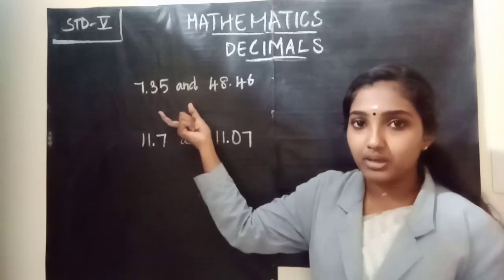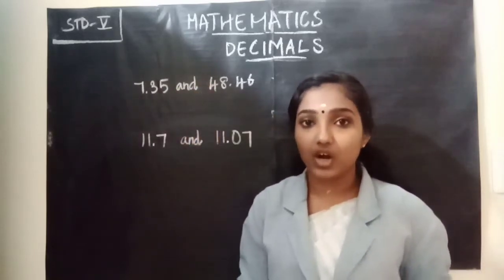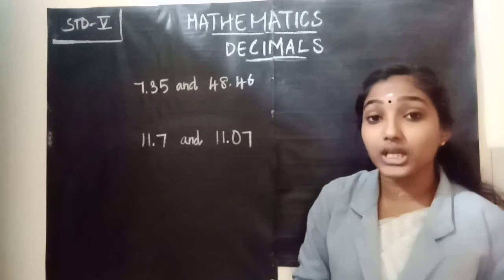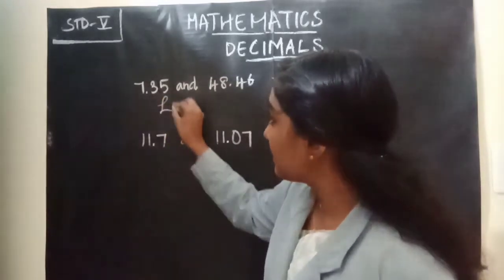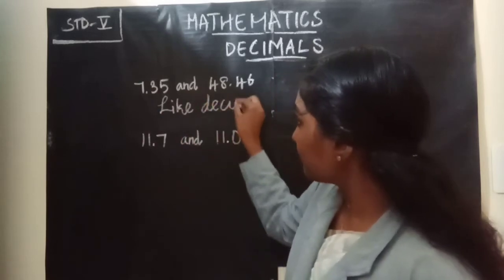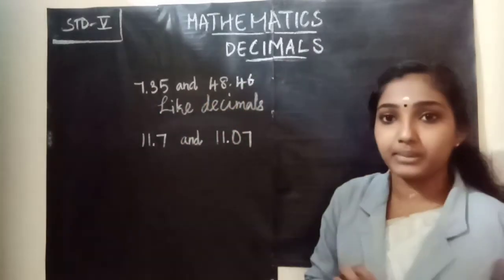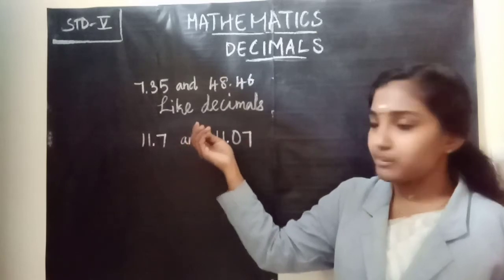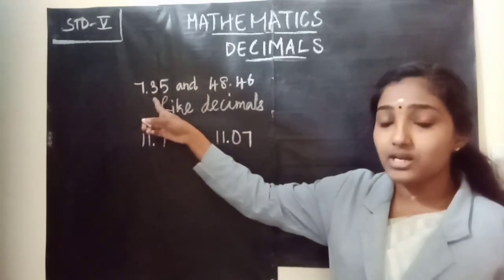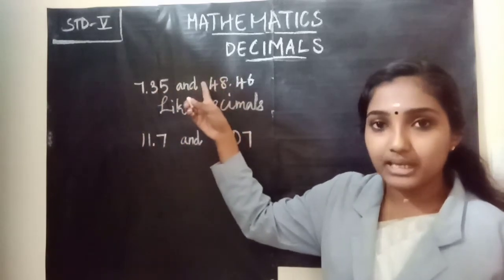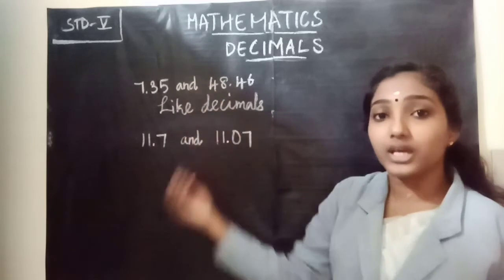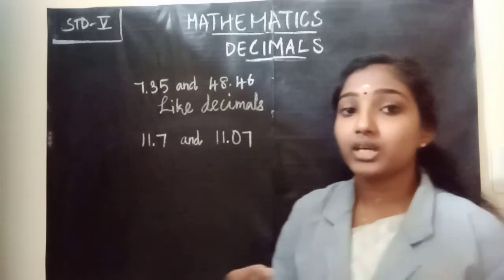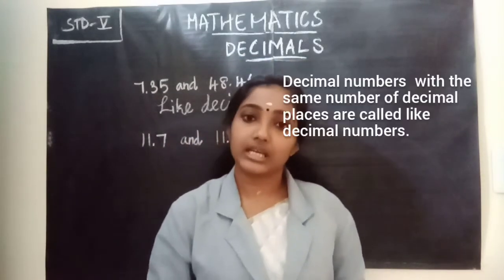The decimal numbers with the same number of decimal places are called like decimals. So we can say that 7.35 and 48.46 are called like decimals. How do they become like decimals? Because after the decimal point, they have got two decimal places. That is, both the numbers have got an equal number of decimal places. So the decimal numbers having an equal number of decimal places are called like decimals.